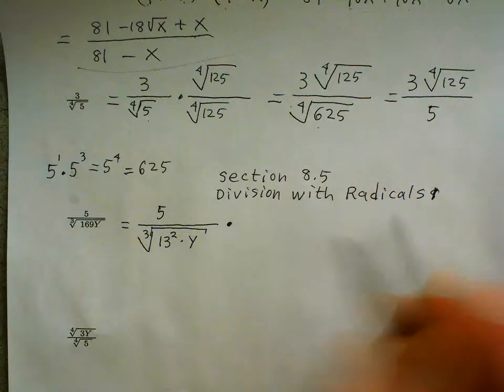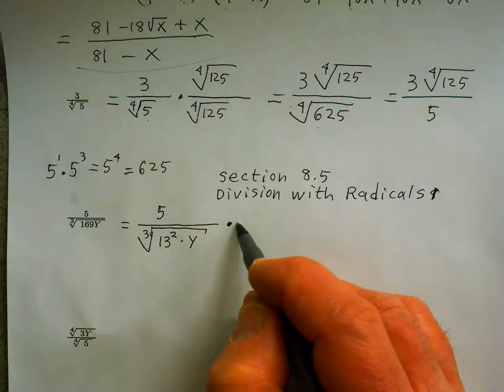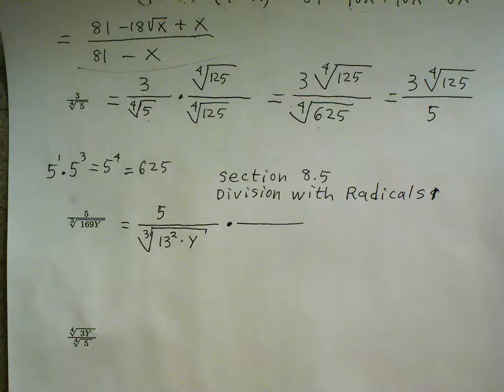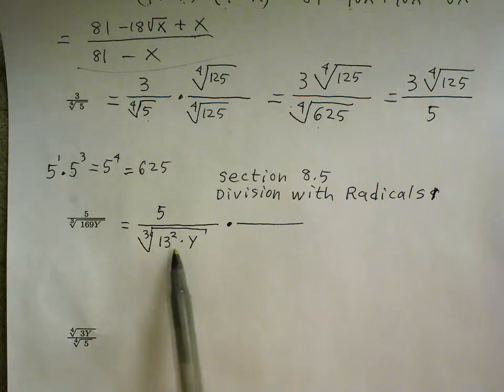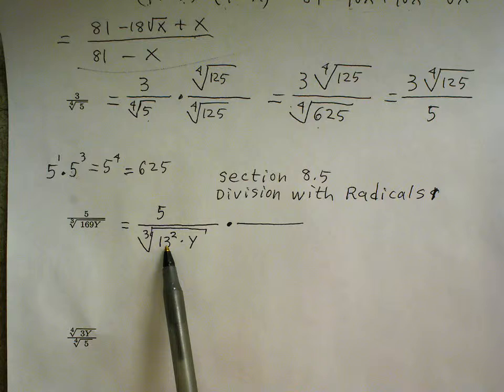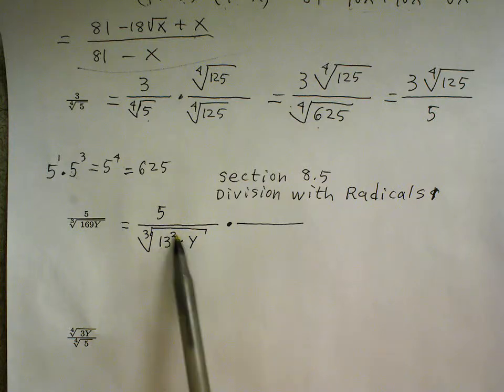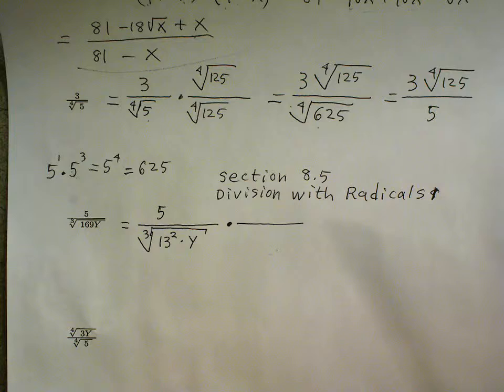we usually, if necessary, multiply by 1 in a particular form. Multiplying by 1 doesn't change the value of the expression. We're just changing the form so that the denominator no longer has a radical in it. So we investigate this denominator. We already have 13 to the second. After we multiply by 1, we want, in the denominator, the cubed root of perfect cubes.